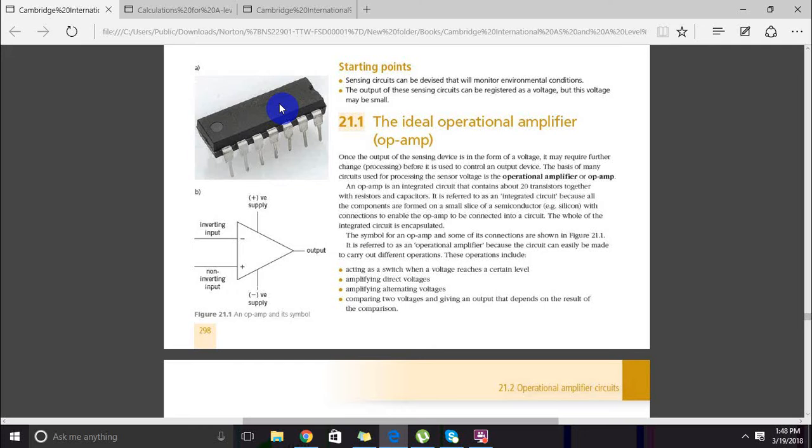So the inverting signal is the one that is received by the input that is classed as negative. So it's the inverting signal or the inverting input. And then the other one is the non-inverting signal or the non-inverting input.